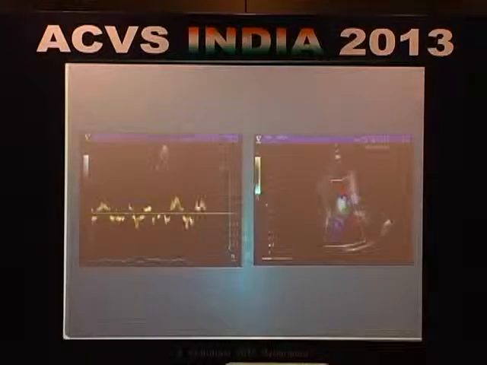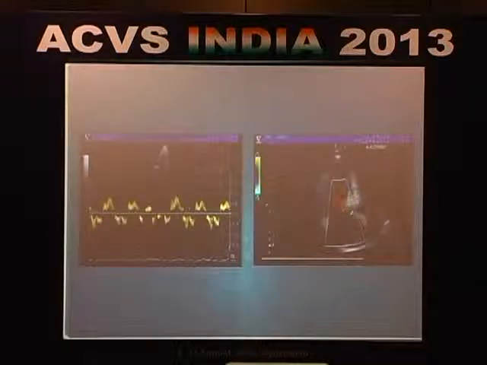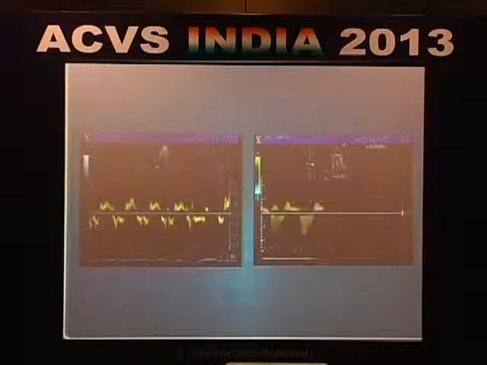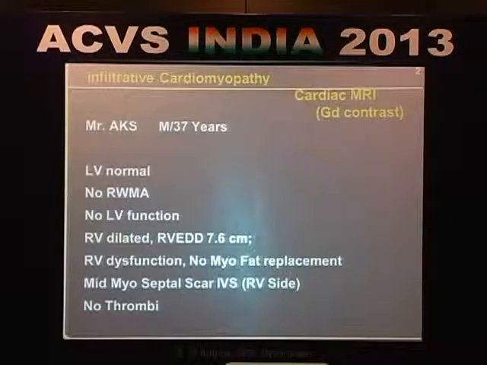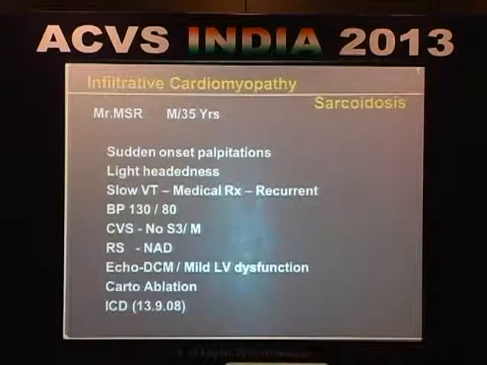You can see the catheter here across the right atrium and right ventricle, because this patient was on a pacemaker. He came with arrhythmias. This is the same patient. His echocardiogram showed a dilated right ventricle and RV dysfunction, and we did a cardiac MRI. Then we found that there is a mid myocardial scar. I will show you a typical scar a little later on.